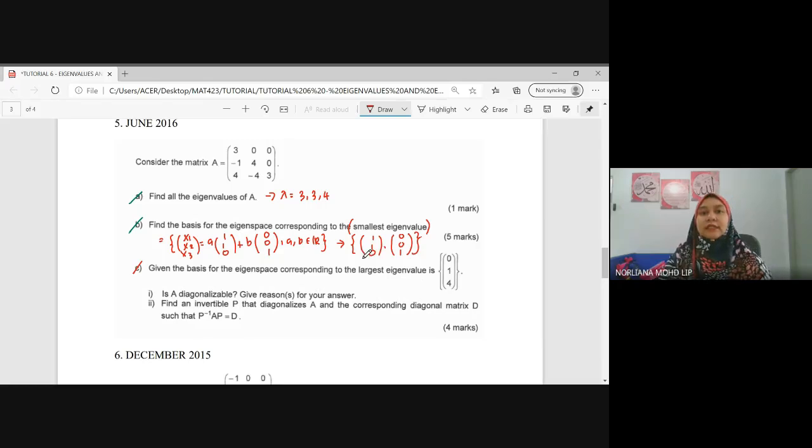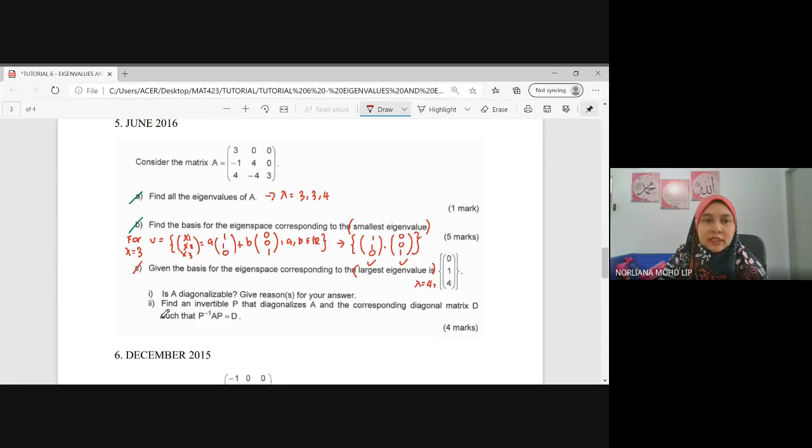Okay, can for this one? The basis for lambda equal to 3, so the eigenvector equal to this one. Then the basis for lambda equal to 3 is equal to this one. Okay, part C, given the basis for the eigenspace for the largest eigenvalue, so the basis for lambda equal to 4: for lambda equal to 4, the basis equal to this one, 0, 1, 4.